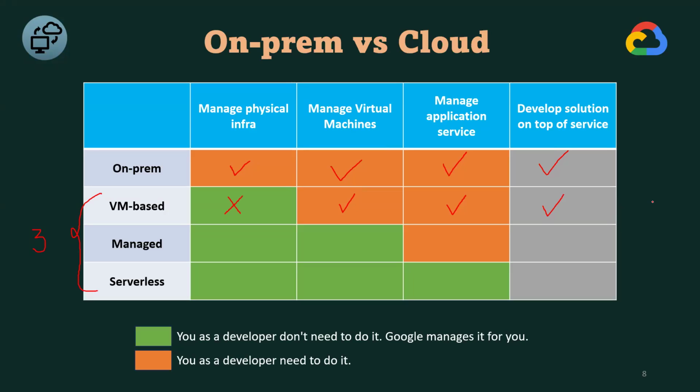In virtual machine based services, you don't need to physically purchase the hardware. When you are working in a traditional model, you have to purchase the hardware and manage the physical infrastructure. But in virtual machine based services on a cloud platform, there is no need for physical infrastructure management. That will be taken care of by the cloud provider. You need to focus on managing your virtual machine, application service, and developing the solution.